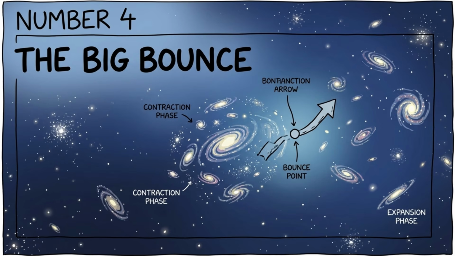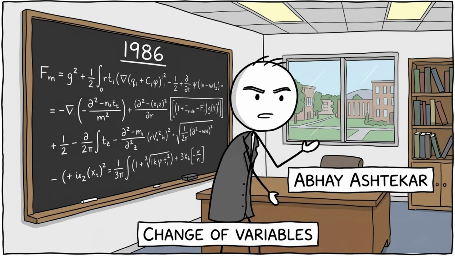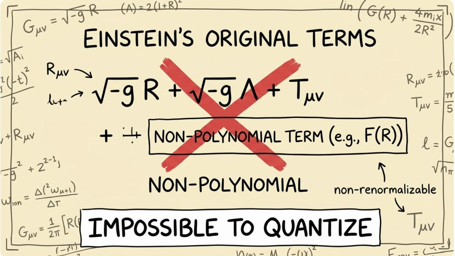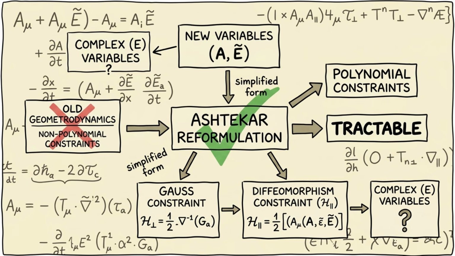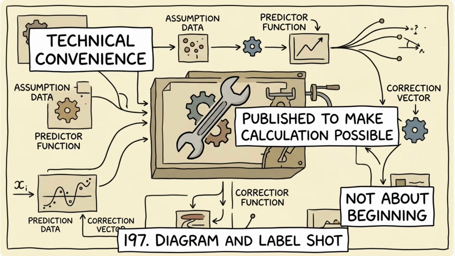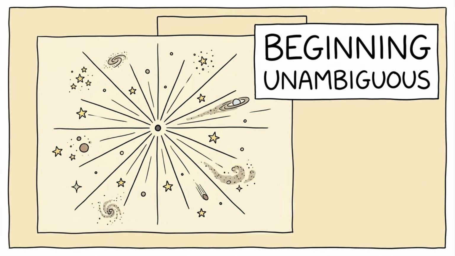Number 4. The Big Bounce. Abhay Ashtekar's 1986 work was a change of variables. General relativity written in Einstein's original terms produces constraint equations that are non-polynomial and effectively impossible to quantize. Ashtekar found a reformulation in which the constraints become polynomial and tractable. This was a technical convenience, published to make an existing calculation possible rather than to say anything about the beginning of the universe.